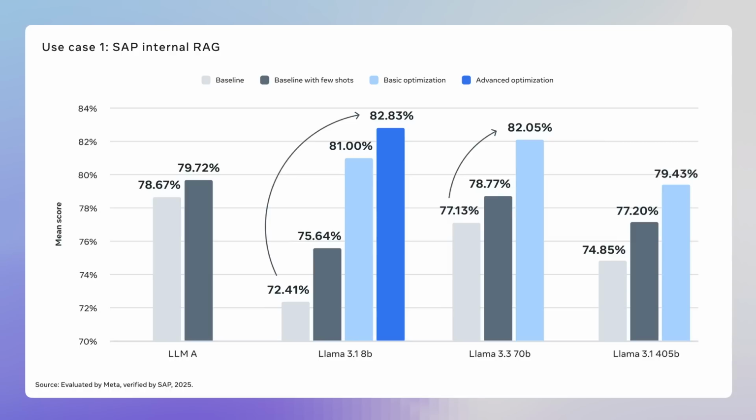And the best part, in some of the use cases that you are seeing, Llama 8b is actually outperforming the closed source model after the optimization using the same tool. That's the kind of win we want to replicate for you. Let's take a look at the second use case.